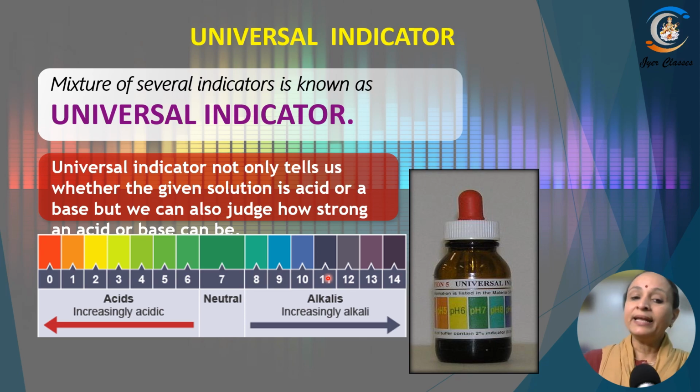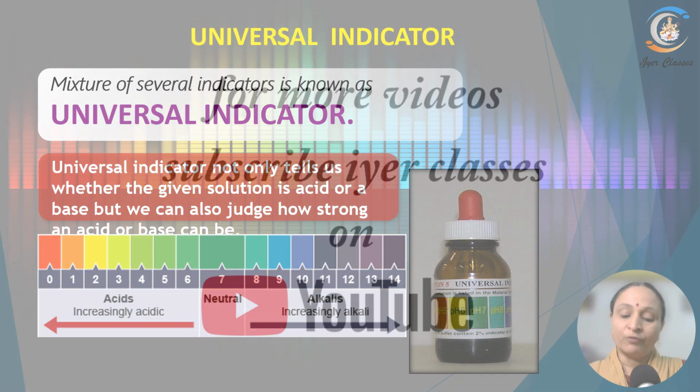The universal indicator not only tells whether the substance is an acid or a base, you can also test how strong the acid or base is. See, the substances which have a pH less than 7 are all acidic. The strongest is 0, and then it goes on increasing. The basicity goes on increasing, the acidic property will go on decreasing. But if you go above 7, the basic property goes on increasing, and the maximum is 14, right?